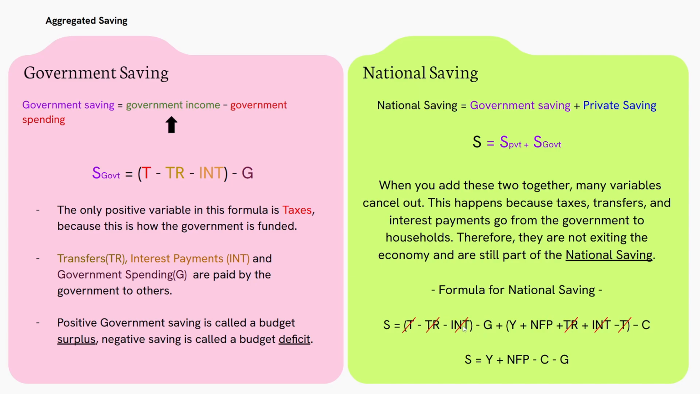And that makes sense. And so to simplify this formula, we just have savings is equal to output plus net factor payments minus consumption minus government spending. And so this formula is somewhat important for you guys to understand. It is important later on. And again, you shouldn't think of it as a thing to memorize, but just something to understand logically, that these variables will add to the national savings of a country.